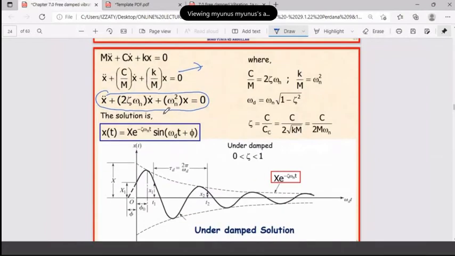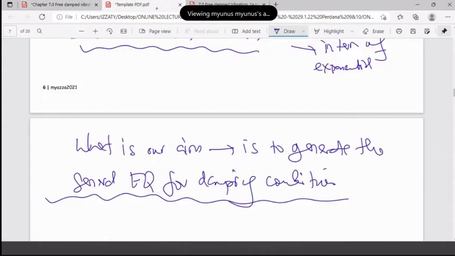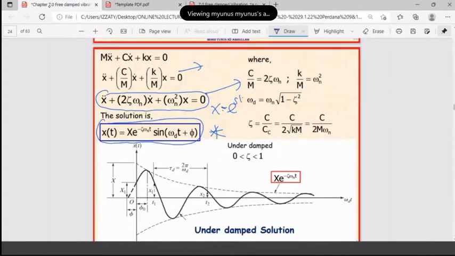So finally, when you use this one, plus all the x equal to e^(st) just now, you'll be getting those results. This one. And this is the equation that I was dealing with just now. What did I say just now? It is to generate the general equation for damping condition. So this is the general equation for damping condition, the solution of that equation.